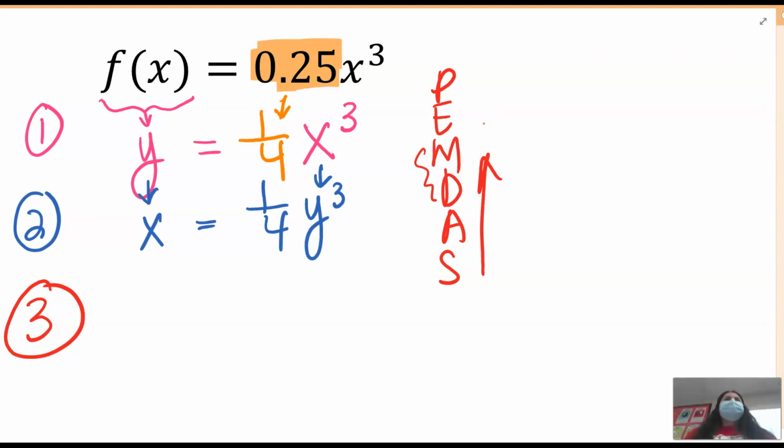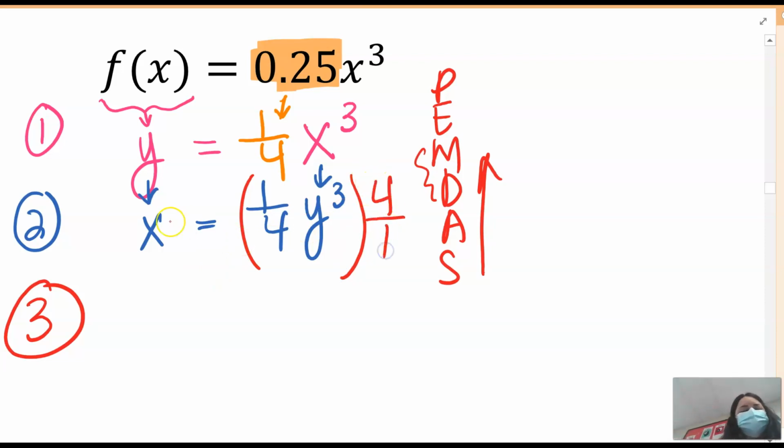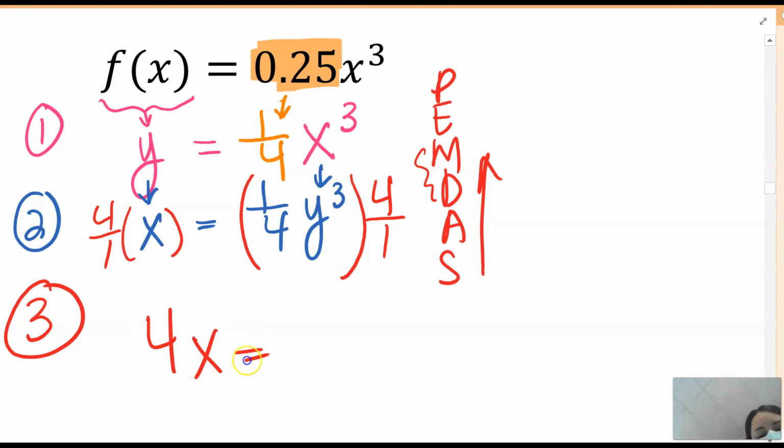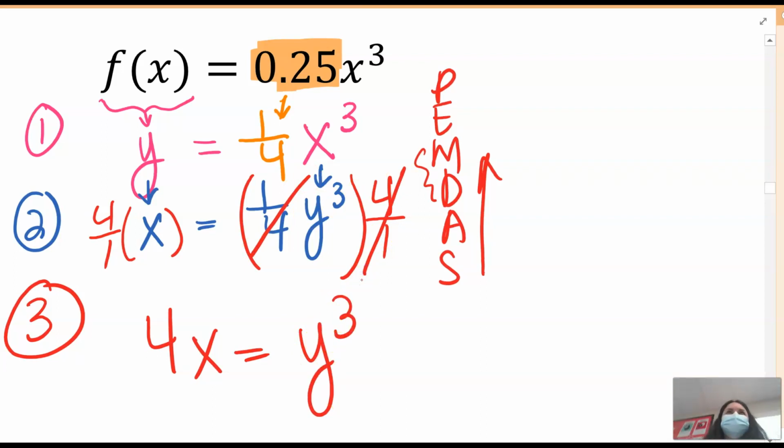So how do we get rid of fractions? Do you guys remember? Multiply by the reciprocal, good. You're going to take this and multiply by the reciprocal, which means just take your fraction and flip it. So this is like 4/1, which is just 4. So that's 4 times x, which gives us 4x equals. Then your fractions are going to cancel, and we're going to be left with y to the 3rd power.